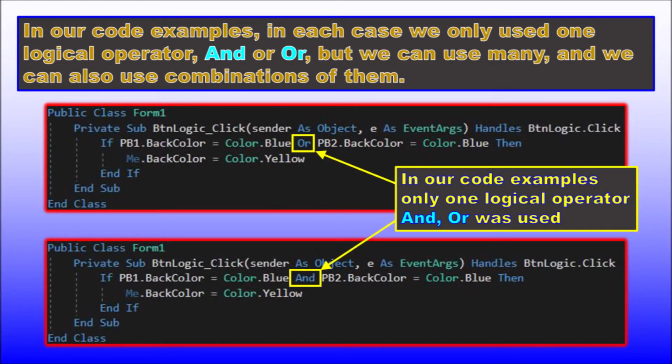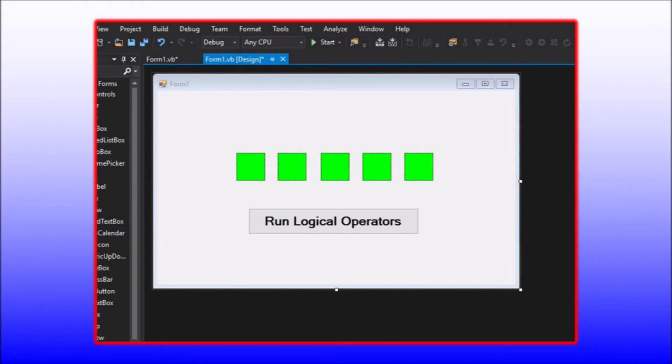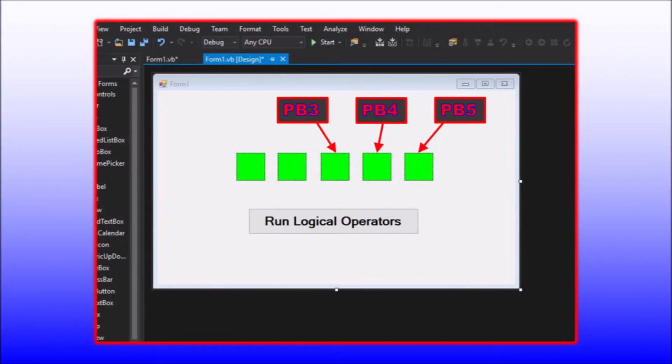Okay. We only tested the use of one logical operator in our examples, but we can use many, and we can also use combinations of, and, or. Let's try that now. First add another 3 picture boxes to the form, and we'll call these PB3, 4, and 5. Change the back color of all boxes to lime, and write the following code using only the logical operator, or.